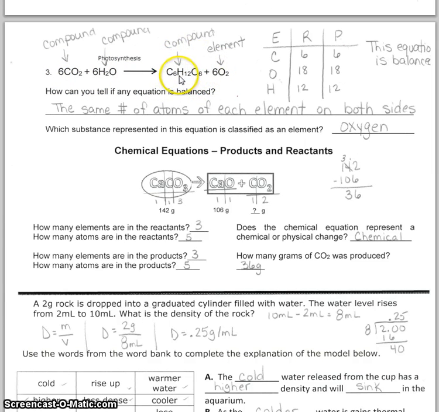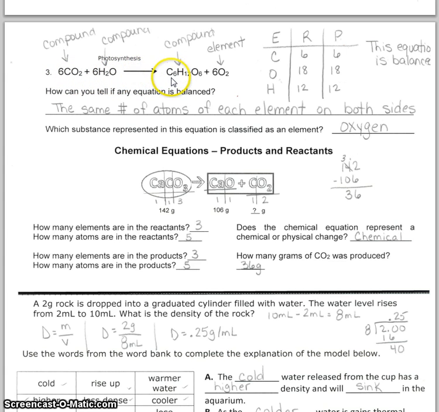And I see that over here. I still have carbon, hydrogen, and oxygen, but I no longer have carbon dioxide and water. Now I have new substances formed. The glucose is something different. I didn't start with glucose. And the oxygen is different. I didn't start with oxygen. I started with carbon dioxide and water.